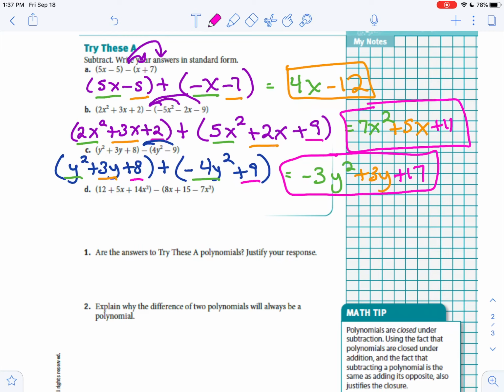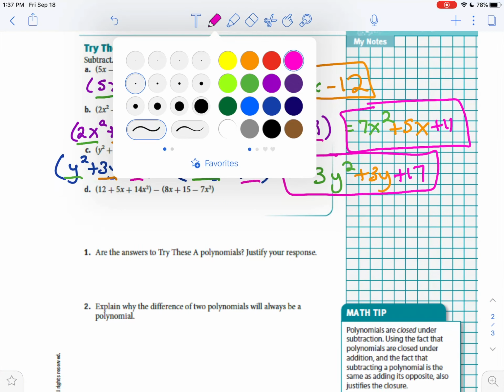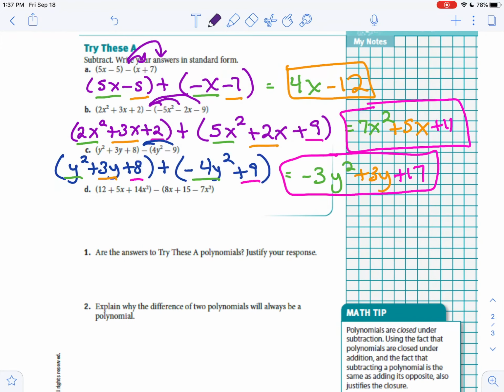One more. This one's a little out of order, but that's okay. What I'm going to do is write out the first polynomial: 12 plus 5x plus 14x squared. Change it to plus like we need to, but then change all the signs in the second polynomial. So that's going to become negative 8x, negative 15, but positive 7x squared.